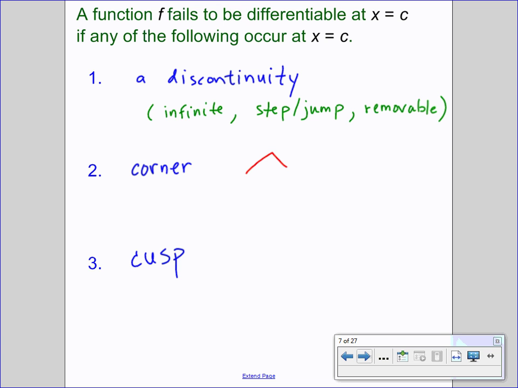What's the cusp? When your slope values become infinite, opposite infinity on either side, but the function still continues. And so here we're like, whoa, mustachio. From the left-hand side, my slopes become infinite. On the right-hand side, my slopes are approaching negative infinity. This is not differentiable, even though it's continuous.